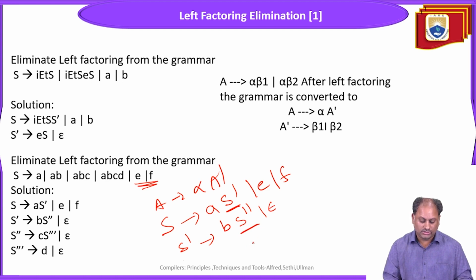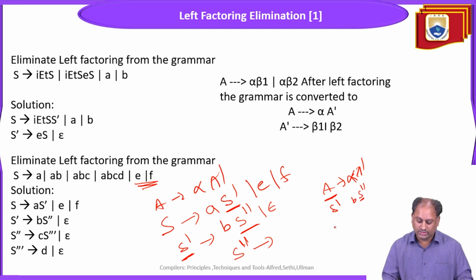And this S double dash is once again to be repeated with this A dash derives beta 1. That means A derives alpha A dash. So here, that's why once again double dash occurs. In the second case also S dash. That means S dash once again A, that is A derives alpha A dash. So in this case A is S dash and B is S double dash we got.